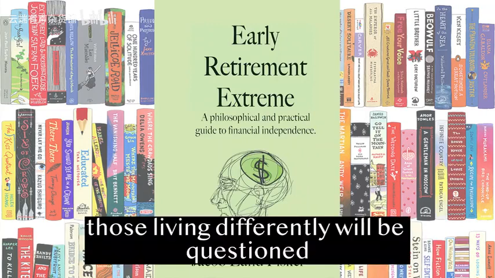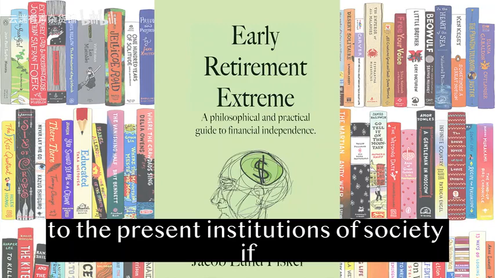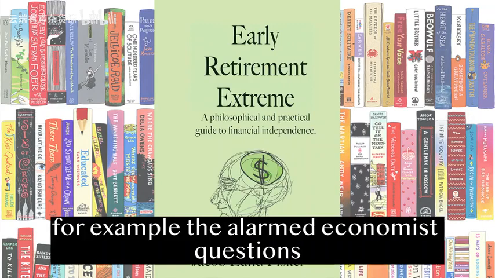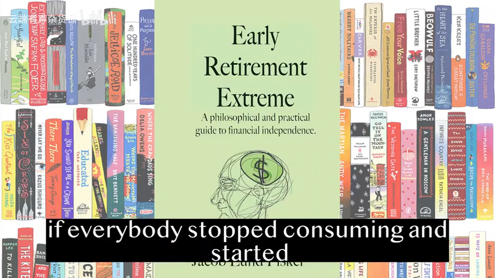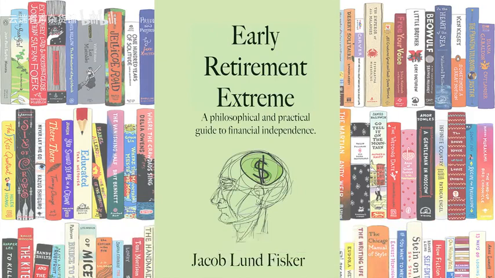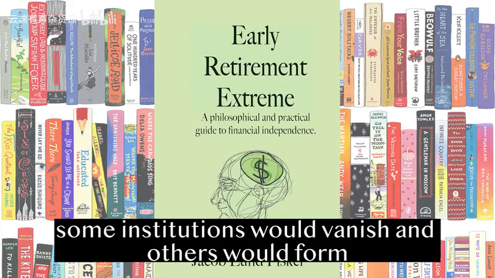Those living differently will be questioned. What would happen to the present institutions of society if everybody started behaving like you do? For example, the alarmed economist questions what would happen to the economy if everybody stopped consuming and started living on a quarter of what they used to. The answer is simple. The economy would be different. Some institutions would vanish and others would form.